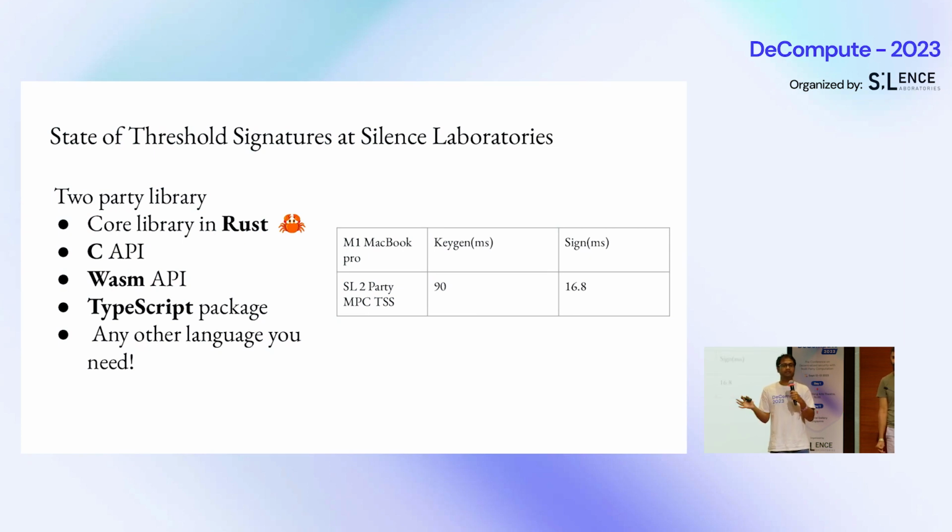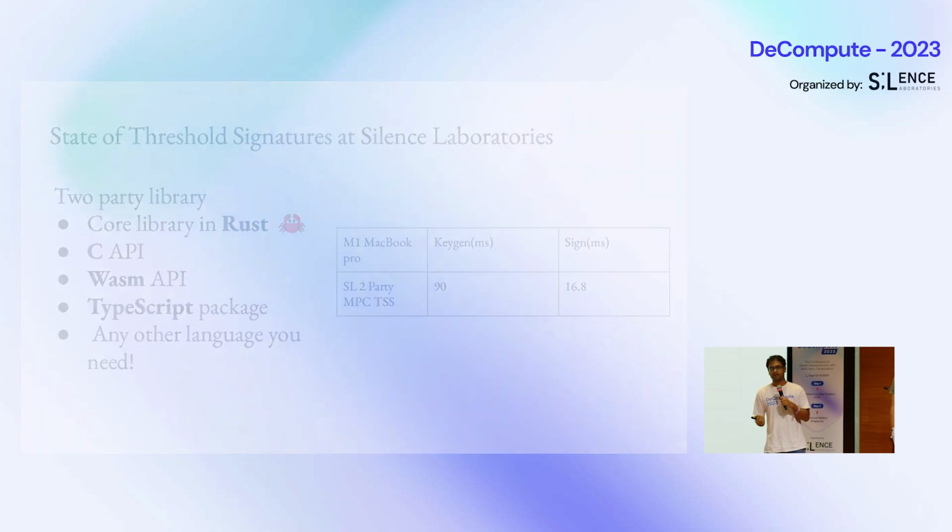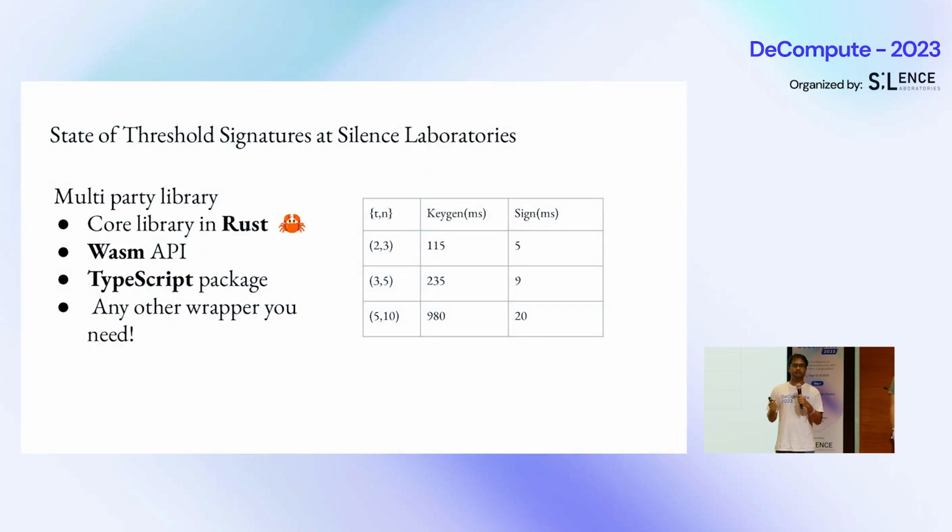Okay, so the state of threshold signatures at Silence Labs. We have our two-party library. It's written in Rust. We expose a C API, WASM API, a TypeScript package, or any other language you need. We'll get it done. And these are some numbers for keygen and sign. And for our multi-party library, we also have a Rust library. We expose all sorts of APIs and any other wrapper you require. And these are our initial preliminary benchmarks. And I'm very happy with these numbers. We're already working on a bunch of optimizations, and I'm sure it'll get better with time.